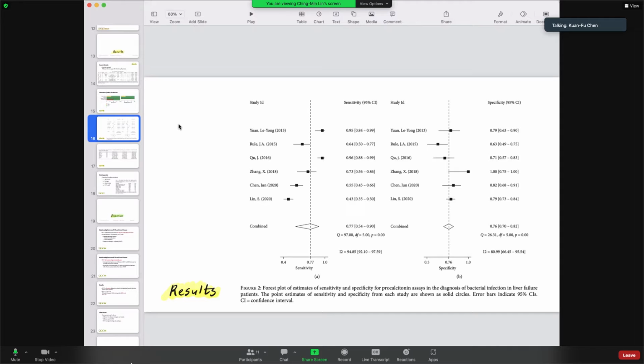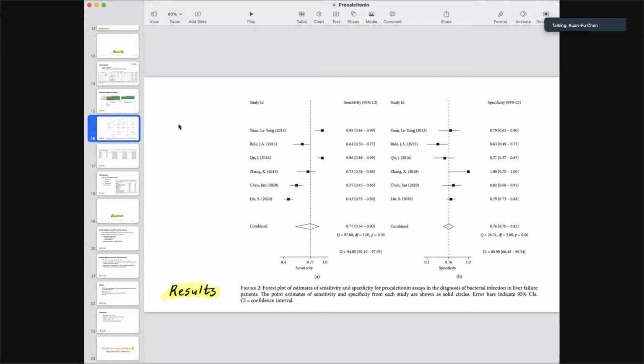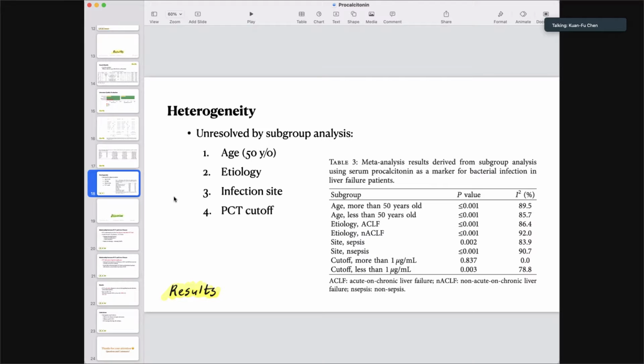Yeah, I have to applaud the authors for their efforts in doing so many different subgroup analyses, like what you just said, because usually people will stop after they figure out the heterogeneity, they go to the random effect model and they say that's the fix for all, and that's not true. As you can find in this slide, the heterogeneity is only found to be probably acceptable for a cutoff more than 1 microgram per mil.